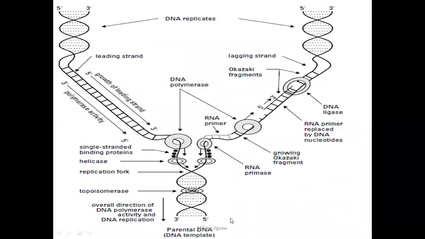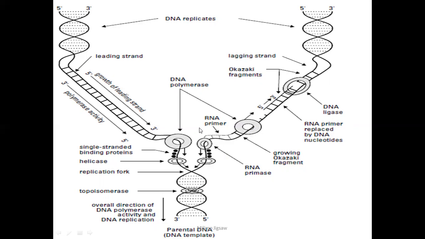So this diagram summarizes everything that happens during DNA replication in one diagram. Remember, we talked about helicase. So this is the helicase, which does the unwinding of DNA.